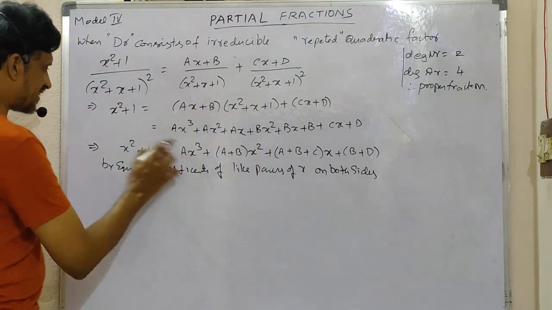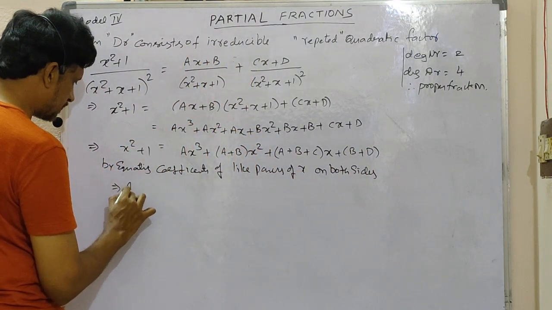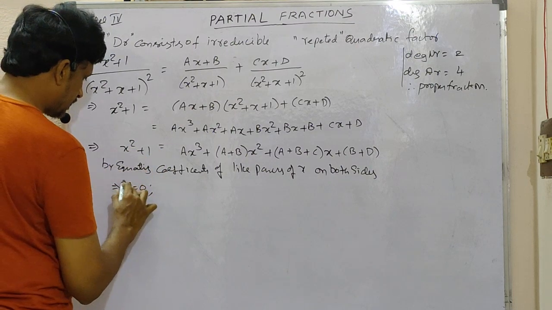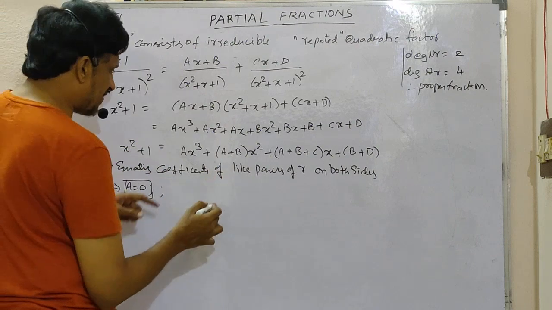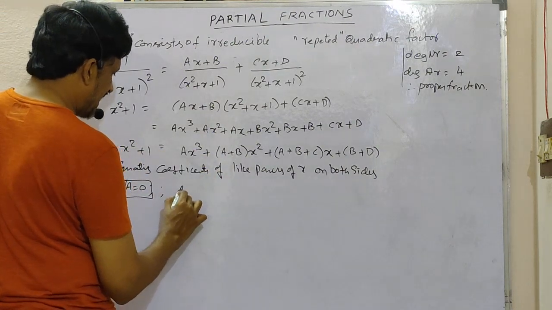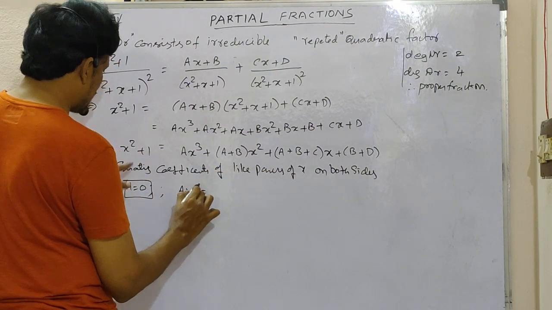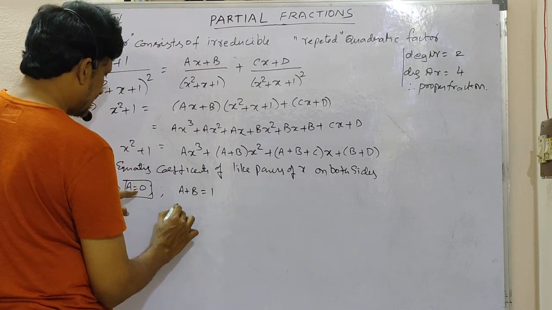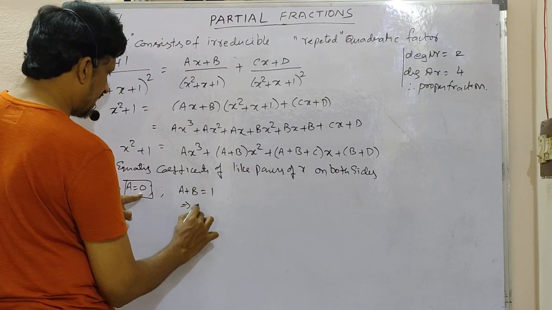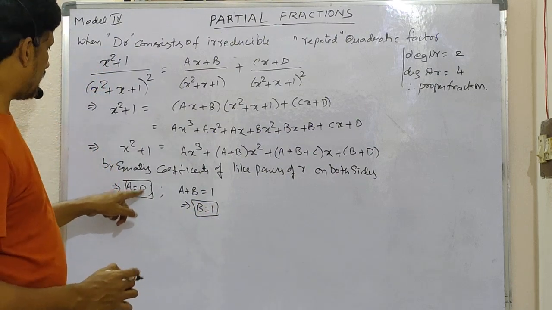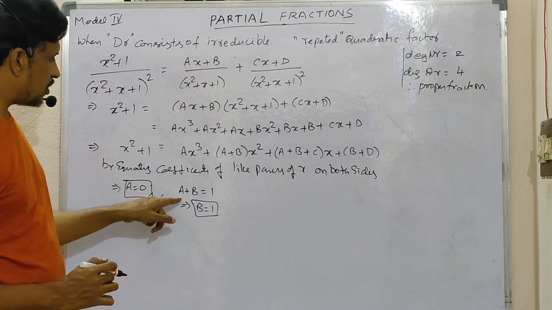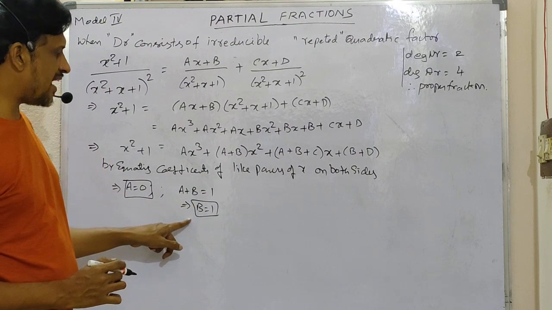So the coefficient of x cube is 0. Now by equating the coefficients of x square, a plus b, the coefficient of x square is equal to 1. Since a is equal to 0 here, b will be 1. By equating coefficients of x cube and x square, you are getting a and b values.